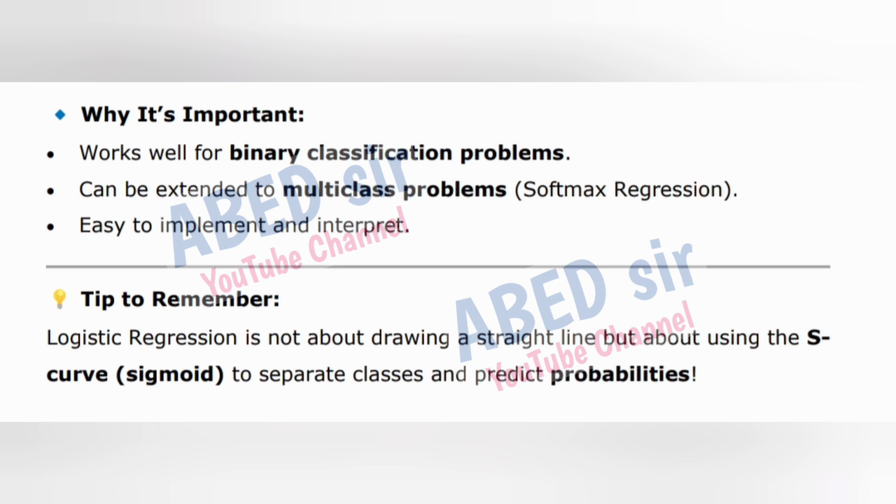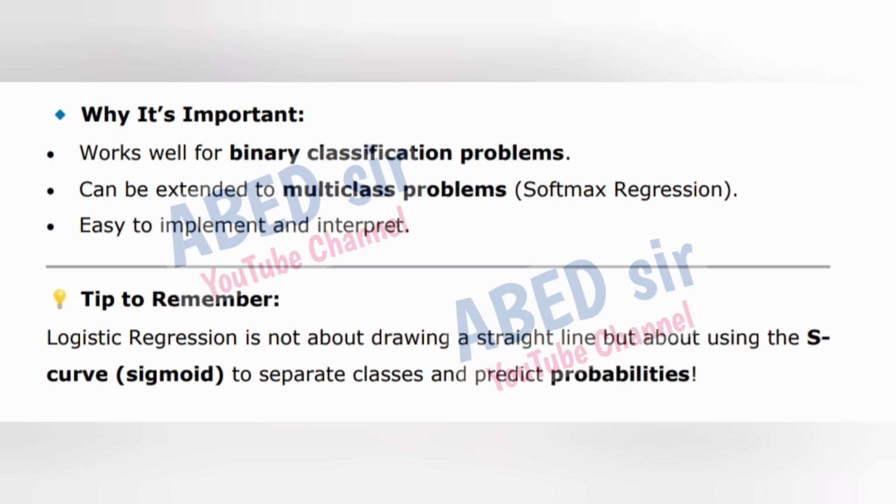Why it's important? Works well for binary classification problems. Can be extended to multiclass problems, softmax regression. Easy to implement and interpret. Tip to remember. Logistic regression is not about drawing a straight line but about using the S-curve, sigmoid, to separate classes and predict probabilities.